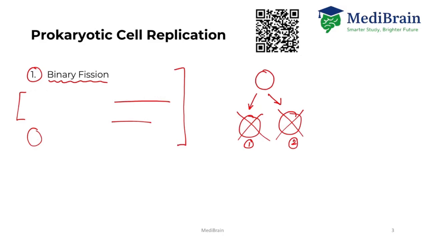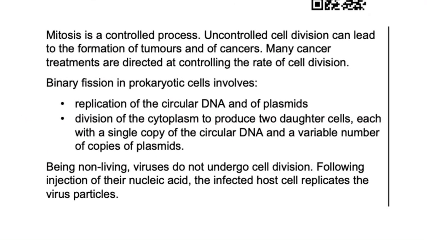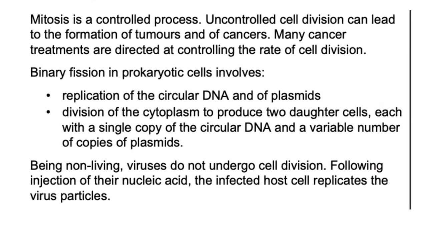Okay, so if we go back now to the specification, we can see that binary fission in prokaryotic cells involves the replication of circular DNA and plasmids, division of the cytoplasm to produce two daughter cells, each with a single copy of circular DNA and variable copies of plasmids. So again, it's highlighting the fact that if it doesn't have at least some circular DNA and at least one copy of a plasmid, then that daughter cell will destroy itself.